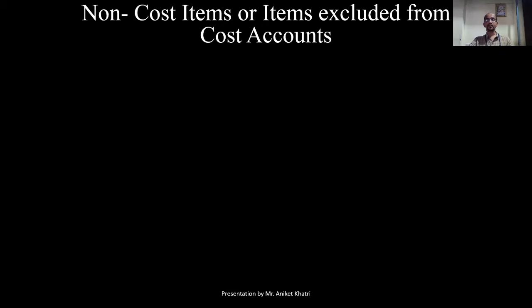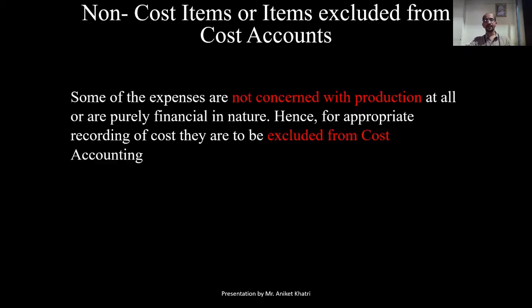This is also a very important point: non-cost items, or items which are excluded from the cost accounts. Financial accounting records the transactions and it is used for different purposes. There are different users of the data of financial accounts. In cost accounts also we record the cost, but the basic objective is the ascertainment of cost. So in cost accounting, there are certain items which are not at all related to production. There are some expenses which are not concerned with the production at all. They are purely financial in nature. So these expenditures are excluded from cost accounting.